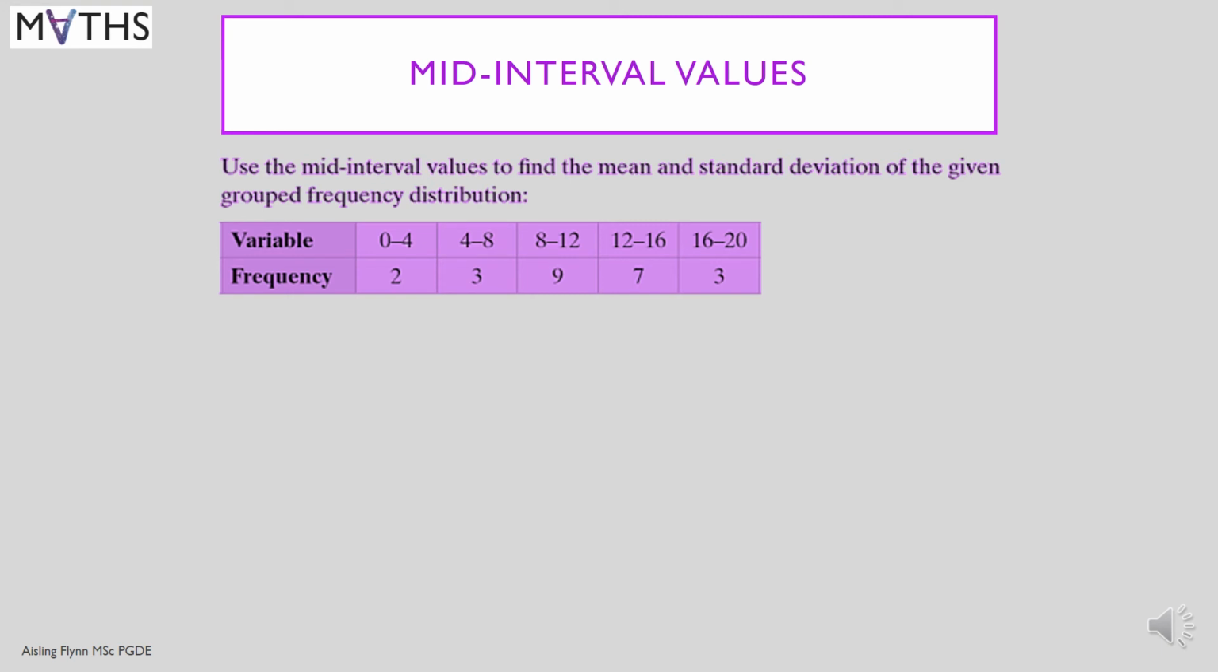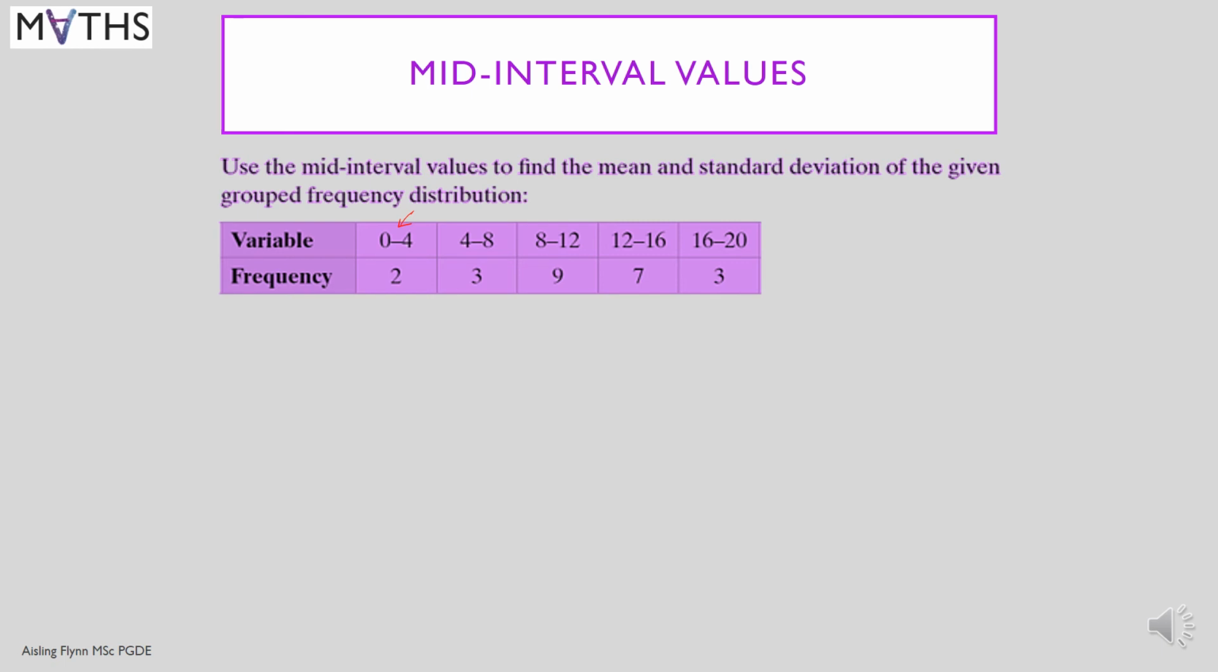Okay, so how to calculate means and standard deviations from this type of table? Well, we use what's known as a mid-interval value. So to read this table, there's a number of pieces of data between 0 and 4. There are 2 of them. We don't know what each individual piece of data was, but we're going to approximate them by getting an average between 0 and 4, or the mean rather.